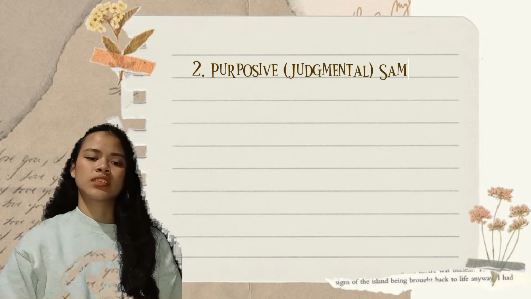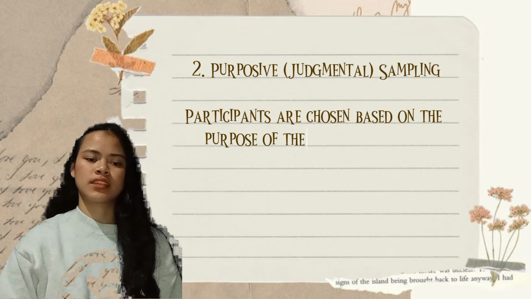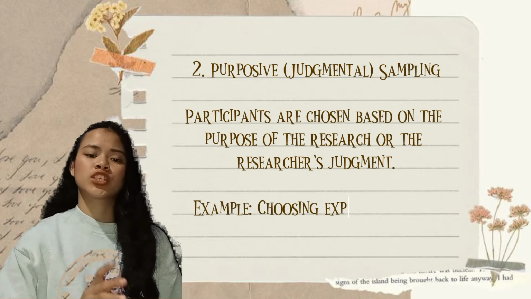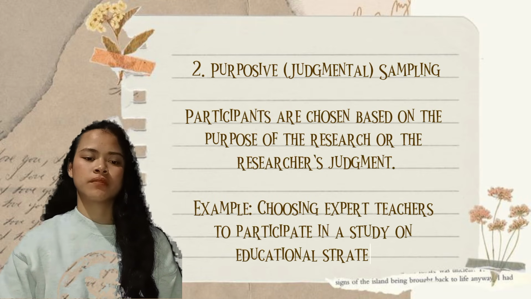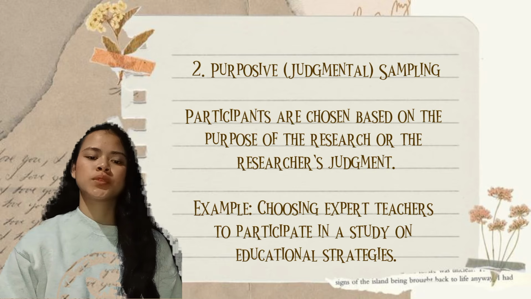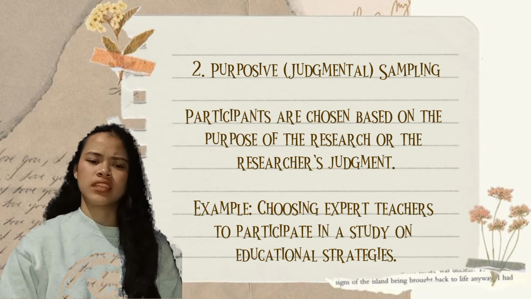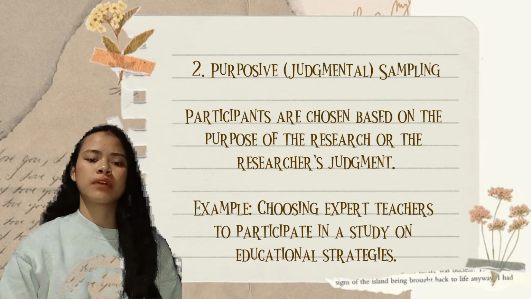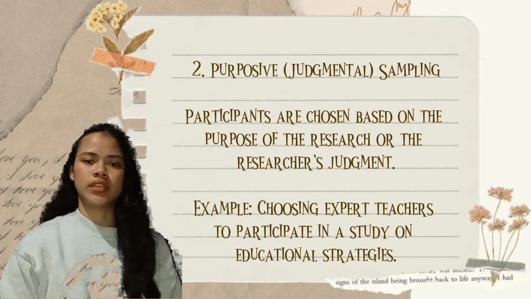The second one is purposive or judgmental sampling. Participants are chosen based on the purpose of the research or the researcher's judgment. Example, choosing expert teachers to participate in a study on educational strategies. This technique ensures that only relevant and informed participants are included.